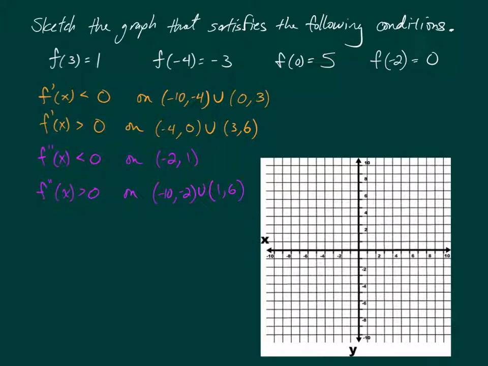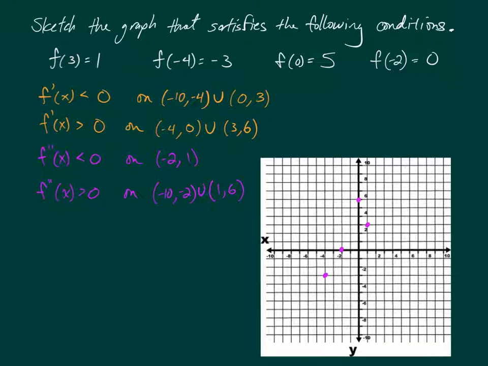So the first thing you'll want to do is plot these points. So this is a different way to represent points. There's an x, and when you input an x, you get back a y. So the first thing you should do is plot the points. So 3, 1 is the first point. Negative 4, negative 3 is the next point. 0, 5 is a third point, and the last point is negative 2, 0.